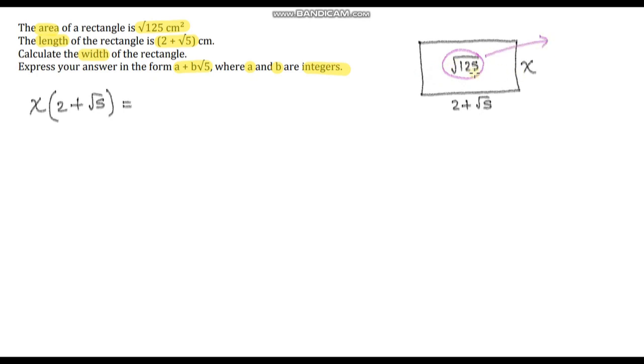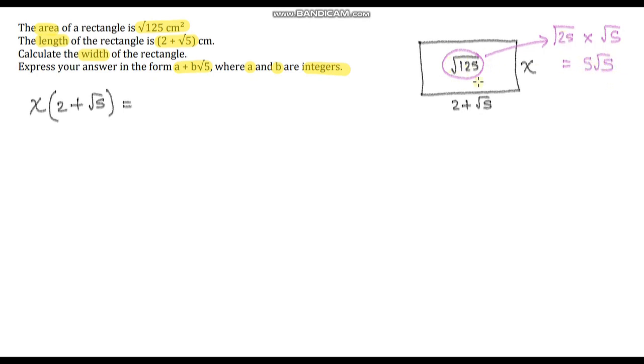125 is the same as 25 times 5. So this is the same as the square root of 25 times the square root of 5. And 25 is a perfect square, so the square root of 25 is 5. So this is just 5 root 5.